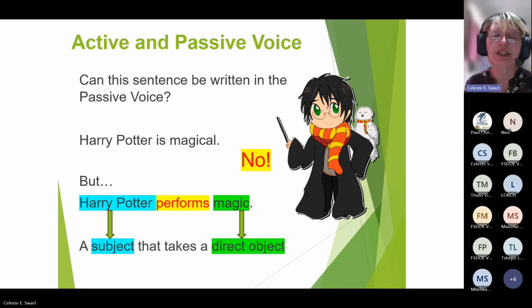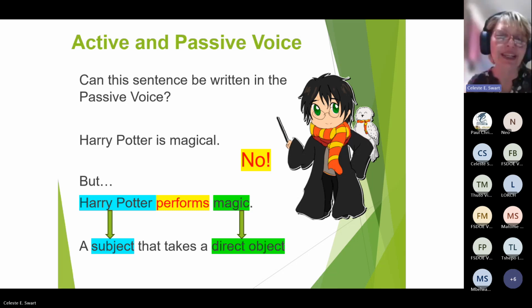In active and passive voice, if you're not quite sure, look, can this sentence be written in the passive voice? We take a sentence like Harry Potter is magical. I nearly said he's a magician, but Harry Potter is magical. Can you write this as passive voice? No, you cannot possibly say magical and then try and swap the subject and the verb, because magical is not a transitive verb, correct? So you cannot rewrite this as a passive sentence because there is no transitive verb.